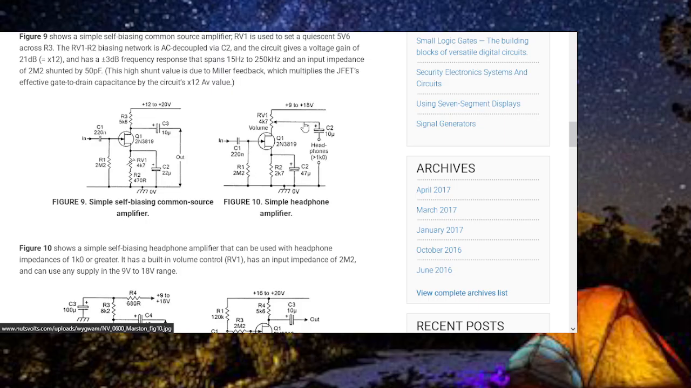I really need a plus and minus. The FET only requires a plus supply. It looks like you can even use headphones on that second one and use 9 to 18 volts. You can connect a headphone. Well, it's just a low impedance. It says greater than 1K.